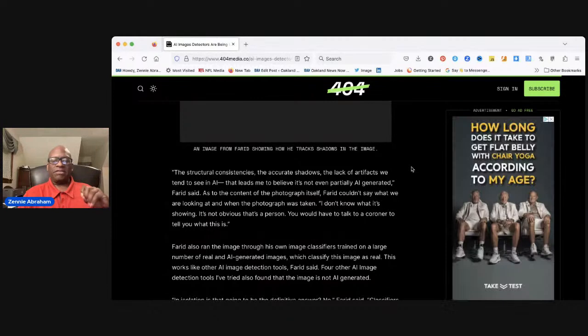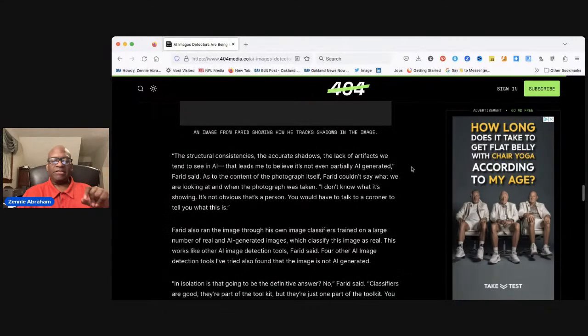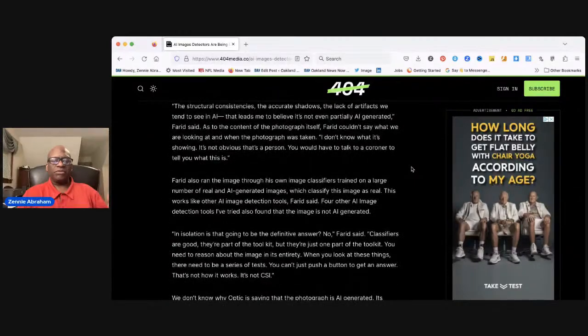As to the content of the photograph itself, he said he couldn't say what they were looking at. He says he doesn't know what's showing. It's not obvious that it's a person.